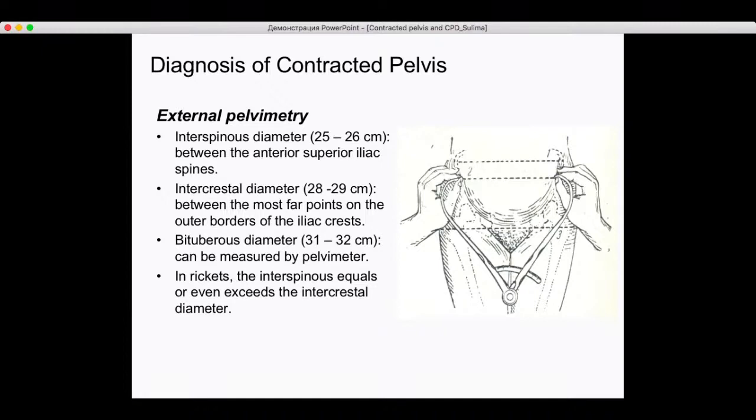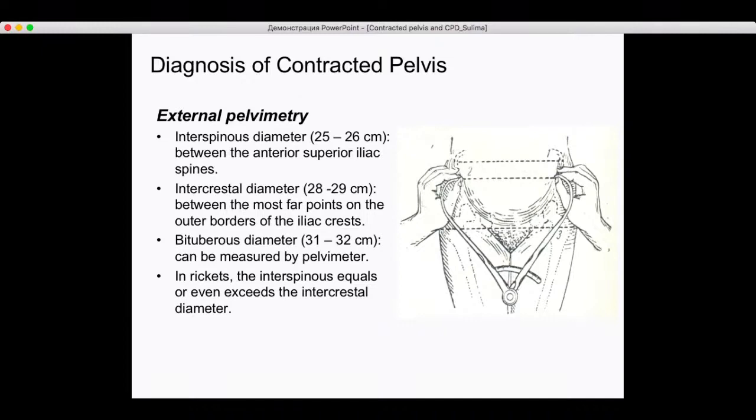The second diameter is the intercristal diameter. It's 28 or 29 centimeters normally, between the farthest points on the outer borders of the iliac crests. The bituberous diameter can be measured by pelvimetry between the tuberosities of the femurs. It's equal to 31 to 32 centimeters.